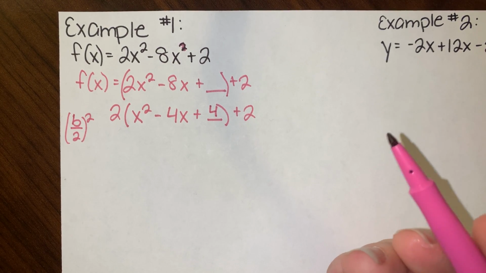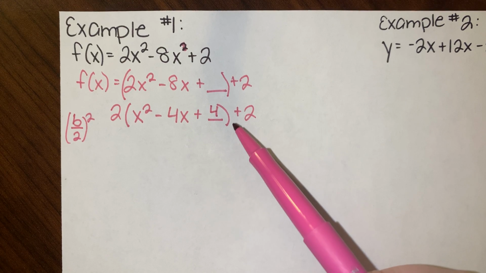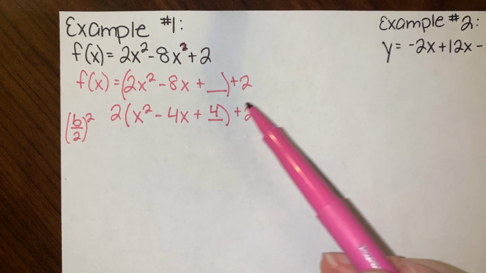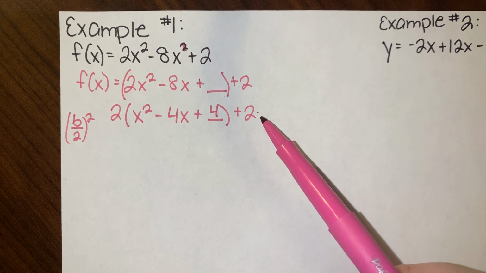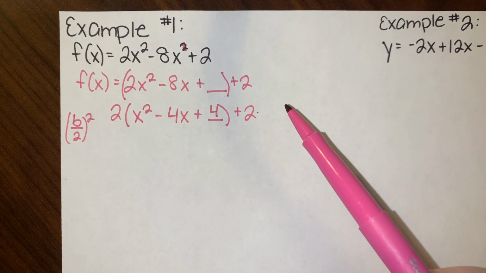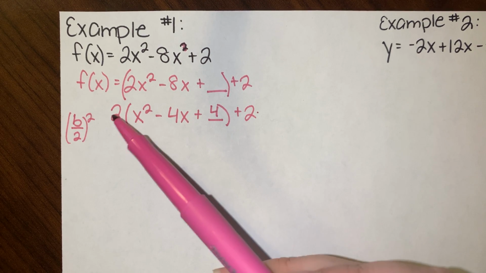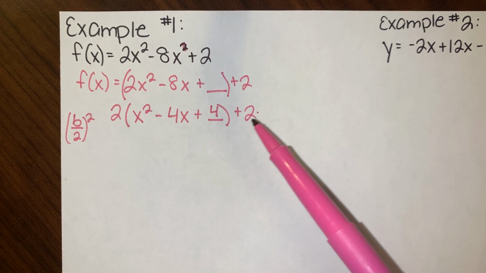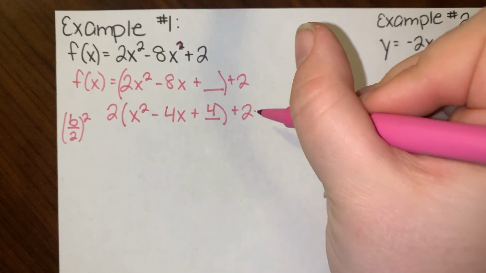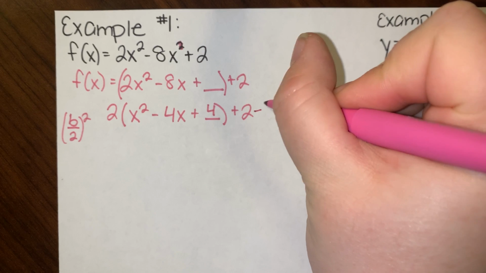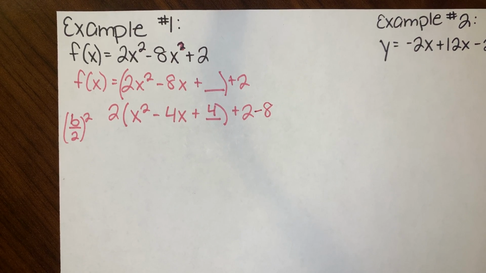And to keep this equation balanced, I can't just subtract 4 from this 2 value over here. I actually have to subtract 8. The reason I subtract 8 is that everything inside the parentheses right now is being multiplied by 2. So 2 times 4 is 8. Since I technically added an 8 here, I'm going to subtract an 8 to keep it balanced.